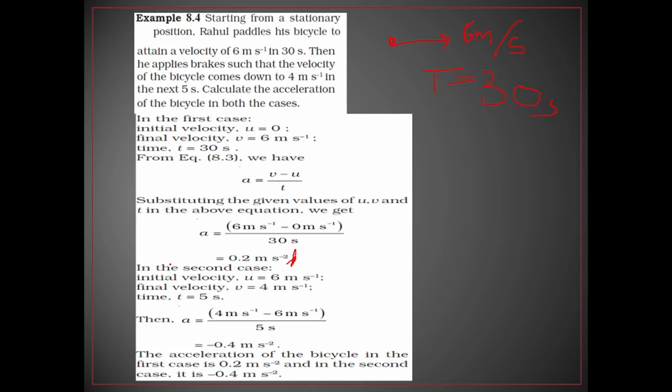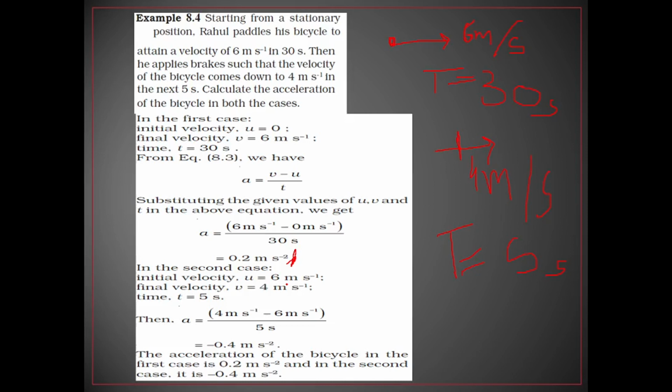Then the second case is that he again applies brakes and comes down to 4 meter per second. Then he applies brake from here, you can say, and he attains a velocity of 4 meter per second, which is deceleration or retardation also. So he applies brake and reaches 4 meter per second. In time taken, time is given 5 seconds. 5 seconds, yes. So this will be negative acceleration. Time taken 5 seconds, yes.